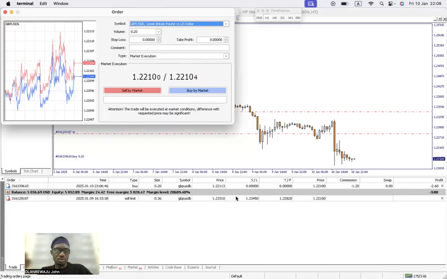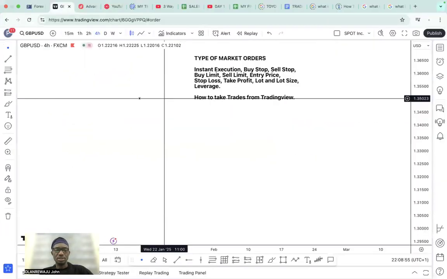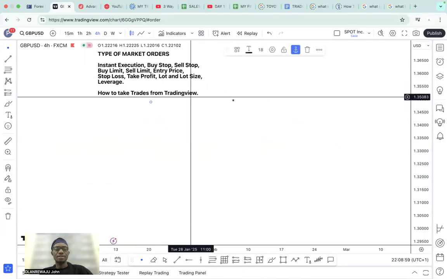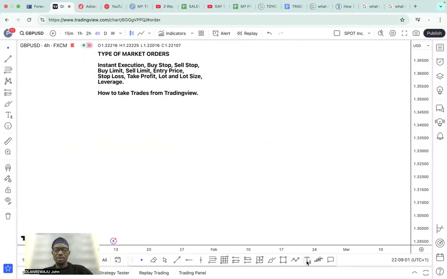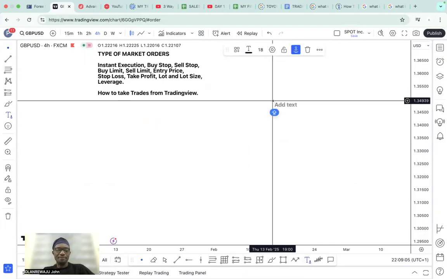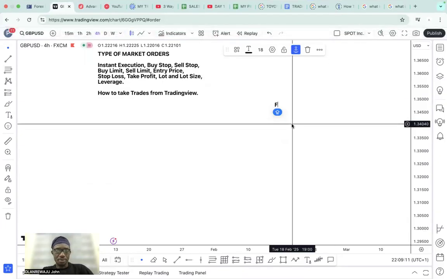So instant execution, that's it. I want to enter immediately. I've set the order and then I wait for the market to move. Let's make progress. Buy stop. Remember I said we have instant execution and then we have pending orders, and under pending orders, we have four types of pending orders.